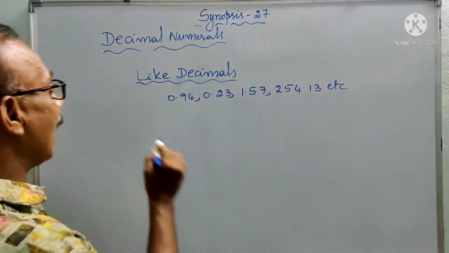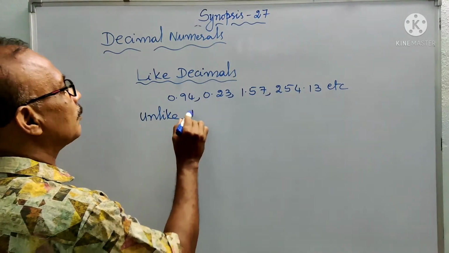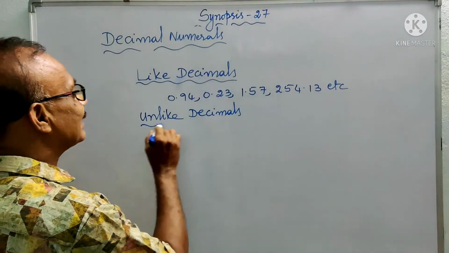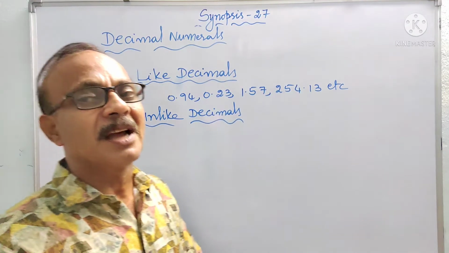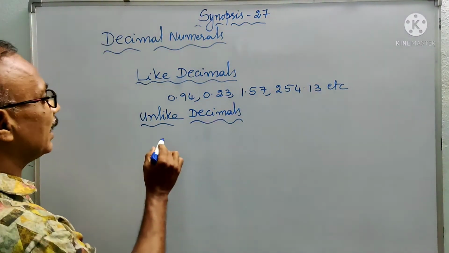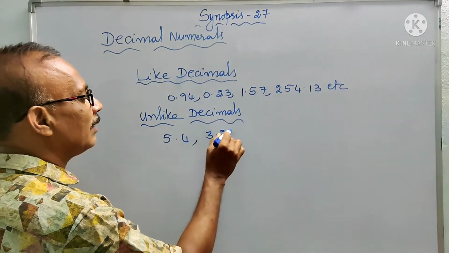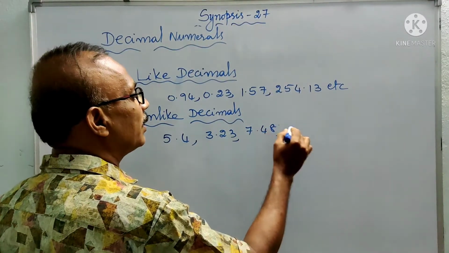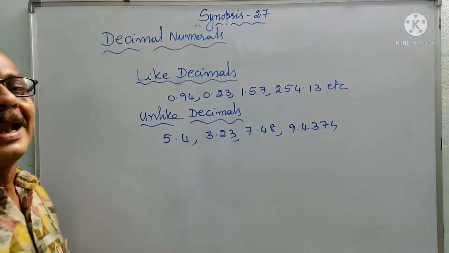And next we have unlike decimals. So by this time you might have already got what are called unlike decimals. Yes, you are correct. Exactly, the decimals which have a different number of digits after the decimal point are called unlike decimals. For example, see 5.4, 3.23, 7.48, 9.43, 74. These are all unlike decimals.